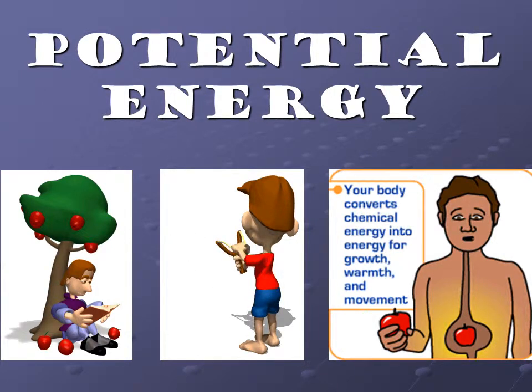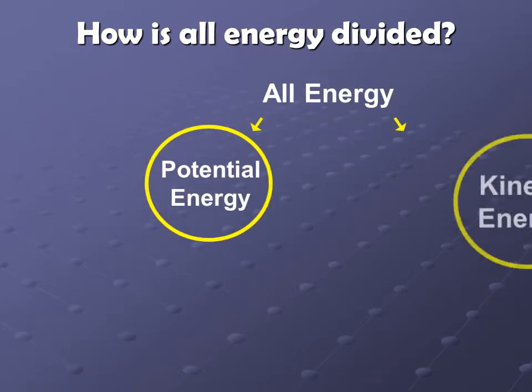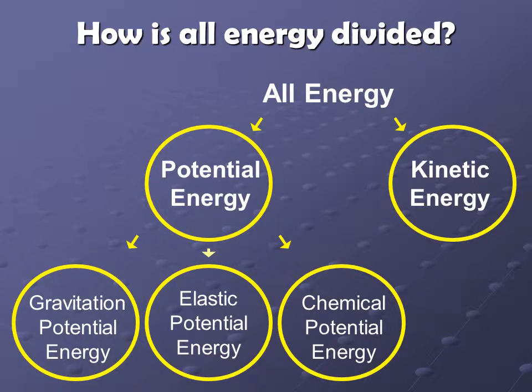So we studied kinetic energy, now we're going to study potential energy. So let's review one more time how all energy is divided. All energy can be divided into two parts, potential and kinetic. Now we're going to go into more detail about those different potential energies. We have gravitational, we have elastic, and we have chemical.